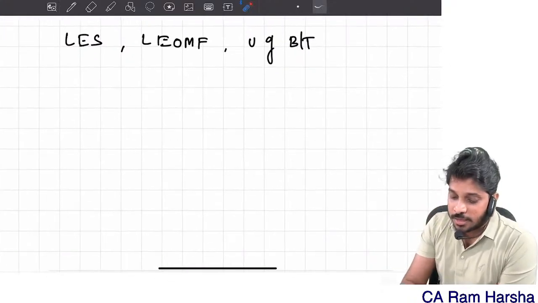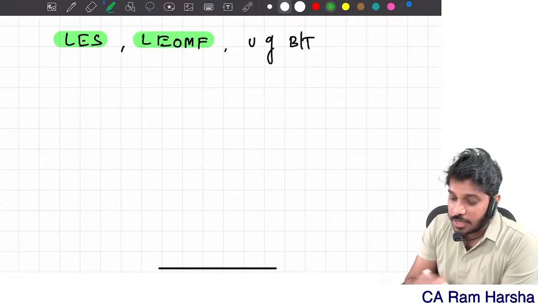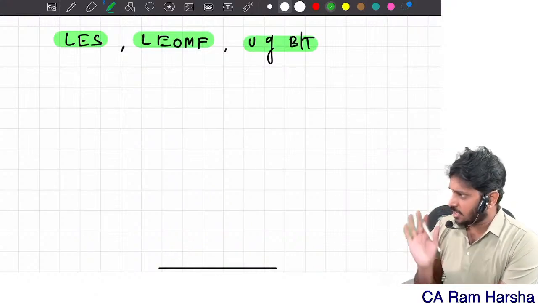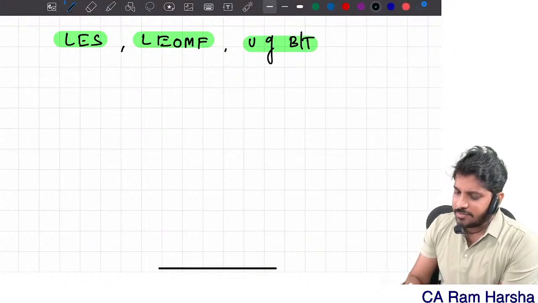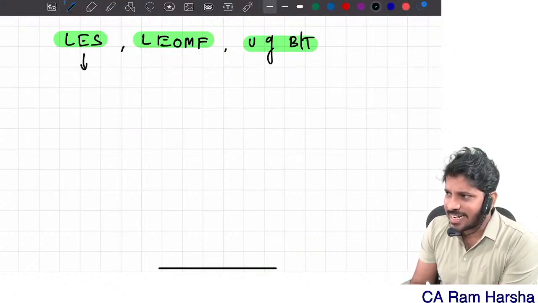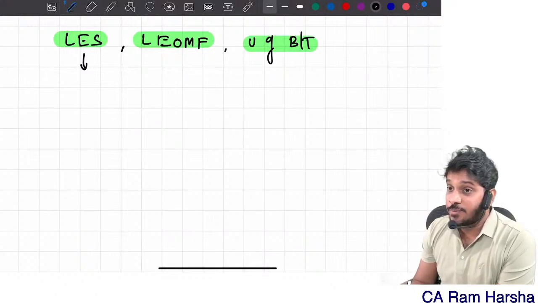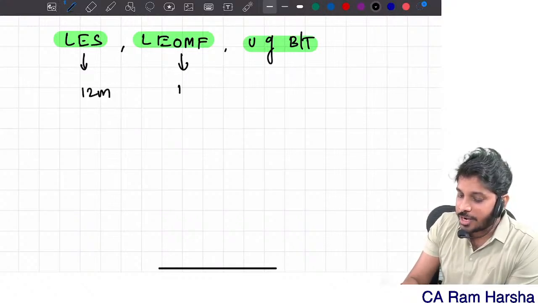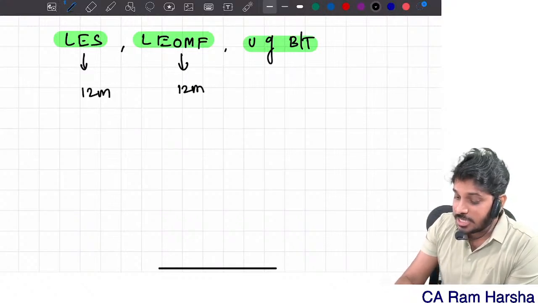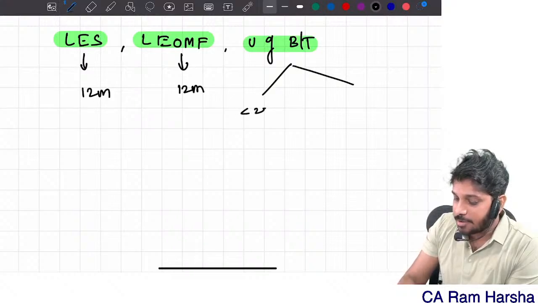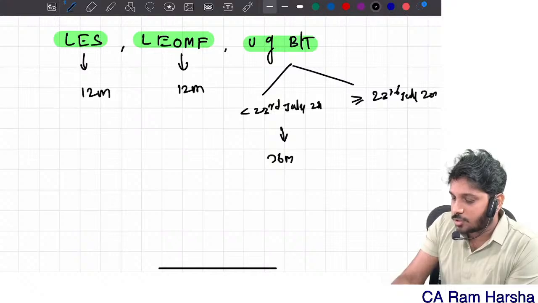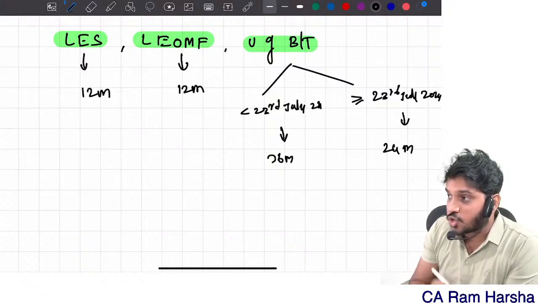Now, sir, I have three assets: listed equity shares, listed equity oriented mutual funds, and units of business trust. You are selling these assets. By the way, for these, the holding period criteria we just covered: listed equity shares come under the 12 months logic, equity oriented mutual funds come under the 12 months logic. Units of business trust, if sold before 23rd July 2024, 36 months logic; if sold after 23rd July 2024, 24 months logic will apply.